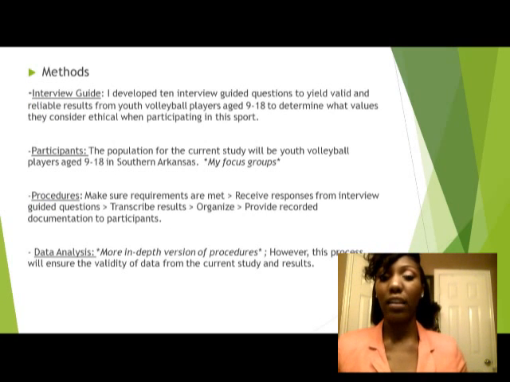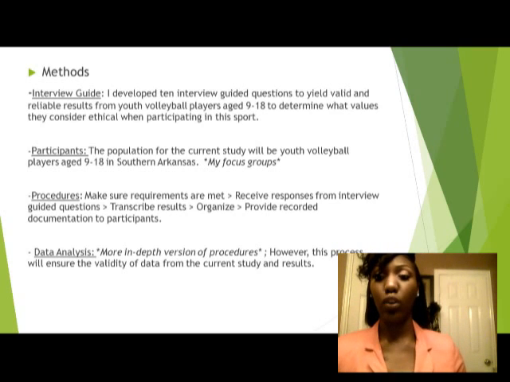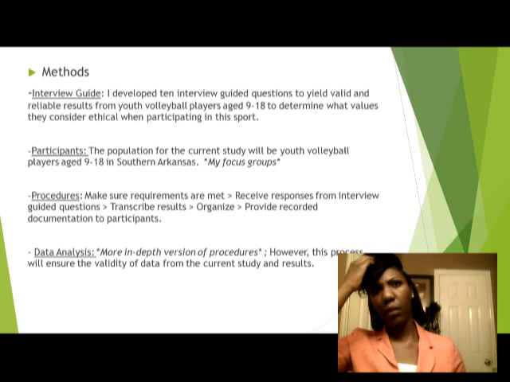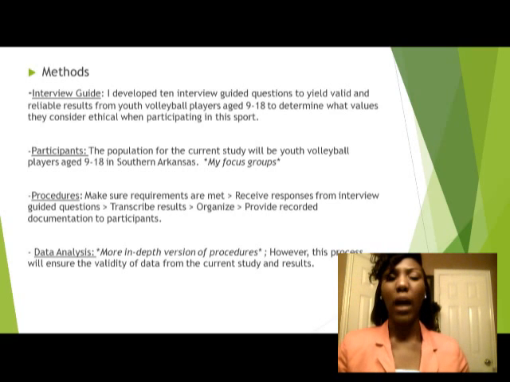Pretty much an overall overview of the methods. I developed a 10-question interview guided questionnaire, or an interview process, to yield valid and reliable results from youth volleyball players aged 9 through 18, to determine what values they do consider ethical in participating in the sport of volleyball. To piggyback off of participants, I used this study to target the population of volleyball players in Southern Arkansas, but my participants were a breakdown of high school and middle school girls aged 9 through 18, broken down nominally into 3 different groups by positions.